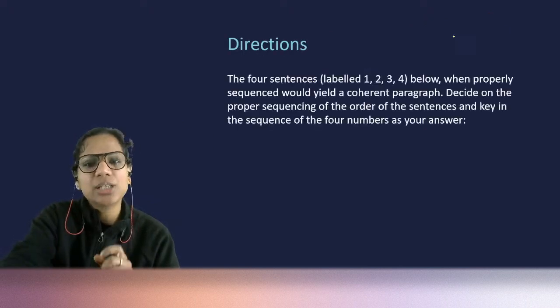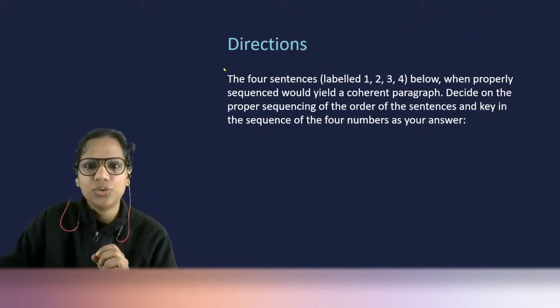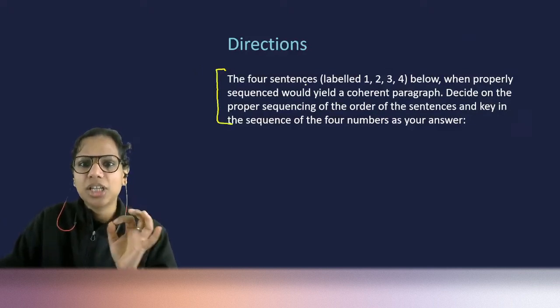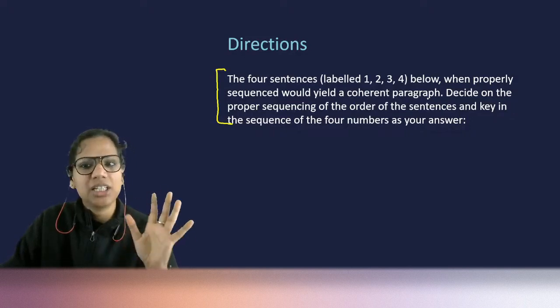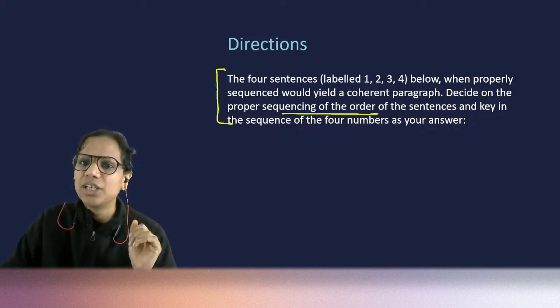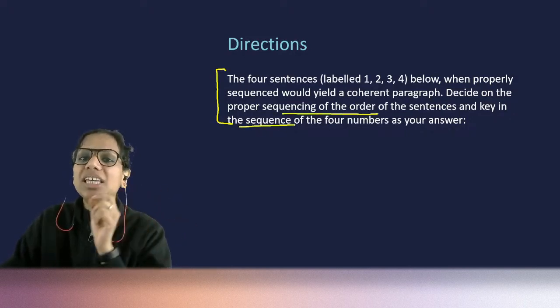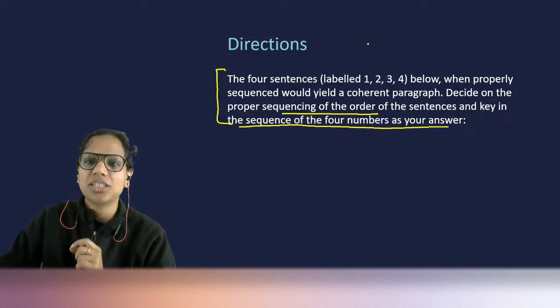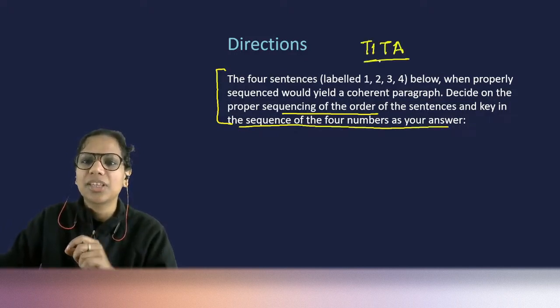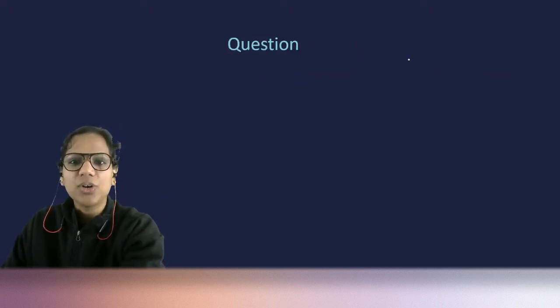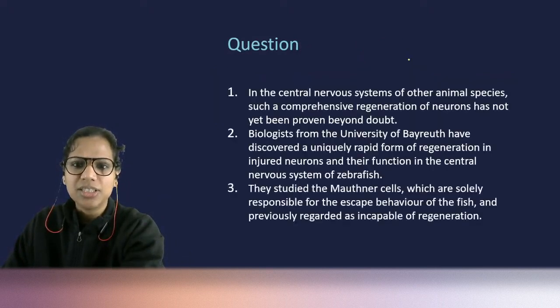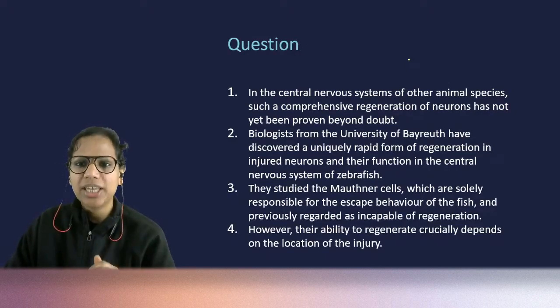So, let's look at a question now. I've given you these directions. There are 4 sentences below, and when they're sequenced properly, they'll yield a coherent paragraph. You have to decide on the proper sequences and you have to key in the sequence of the 4 numbers as your answer. So it's a type in the answer, Para Jumble. So here's your question. These are the sentences. Look at them.